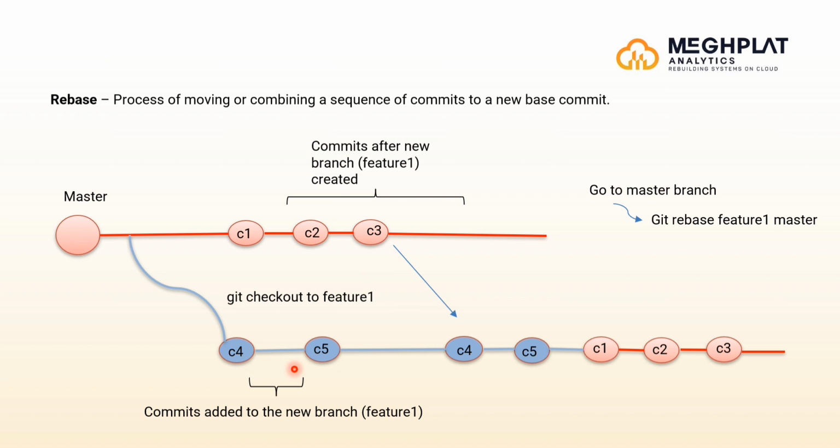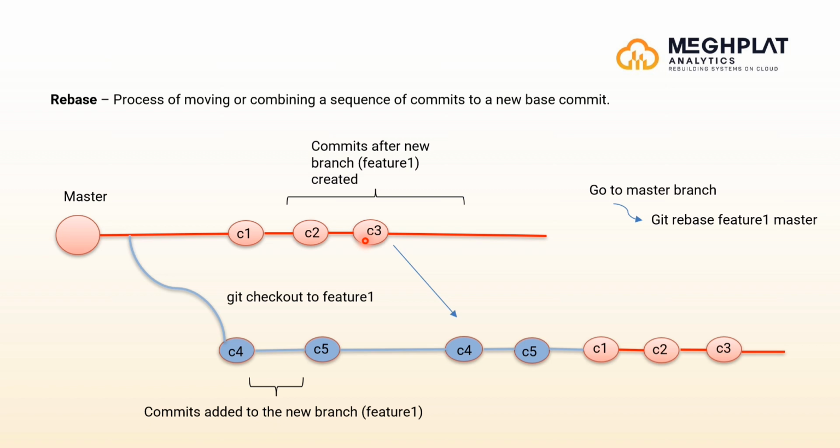Let's say now I'm thinking that C4 and C5, which are here, I want C4 and C5 to be here. So what I can do is use rebase, which is nothing but a process of combining or moving all the sequence of commits. Here I want to combine C4 and C5 as a sequence of commits onto this master branch.